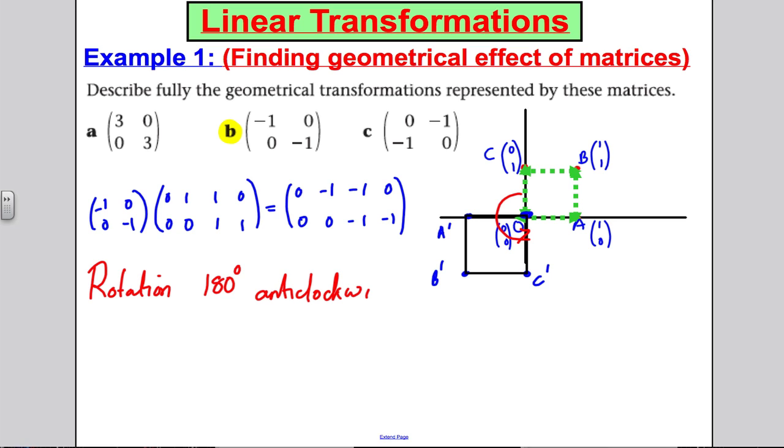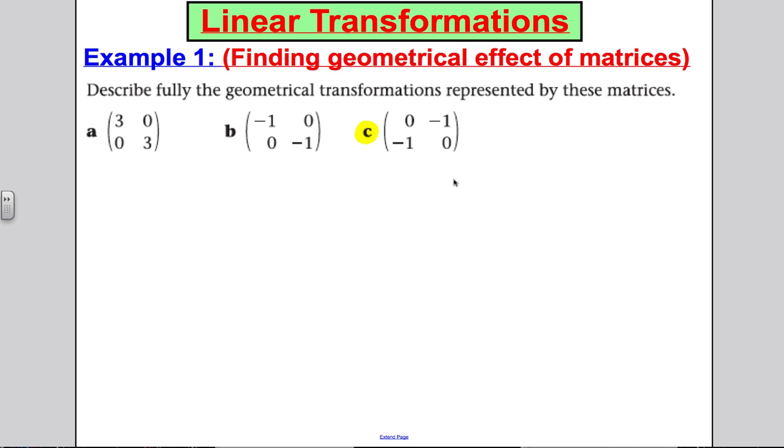And what's the center of rotation? Well, it's about 0, 0. And so we have, by seeing what happens to the unit square, found out what this matrix here does. That matrix rotates 180 degrees anti-clockwise about the origin. Okay, so we'll have a go at another one. C, pause the video, have a go yourself.